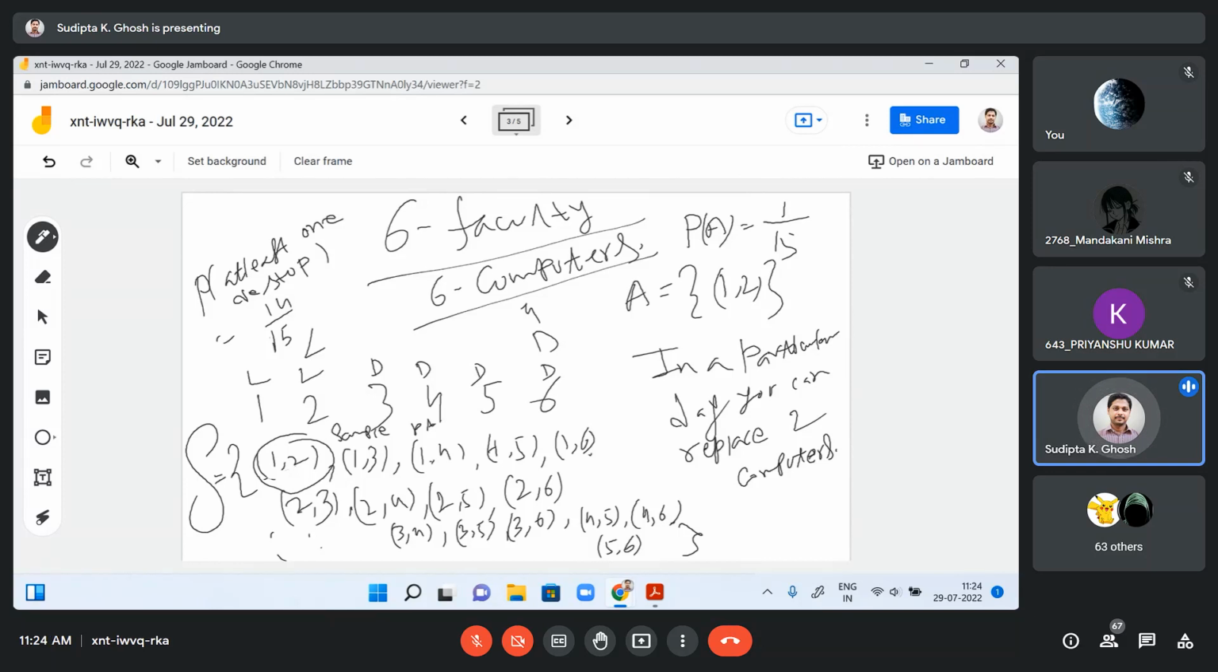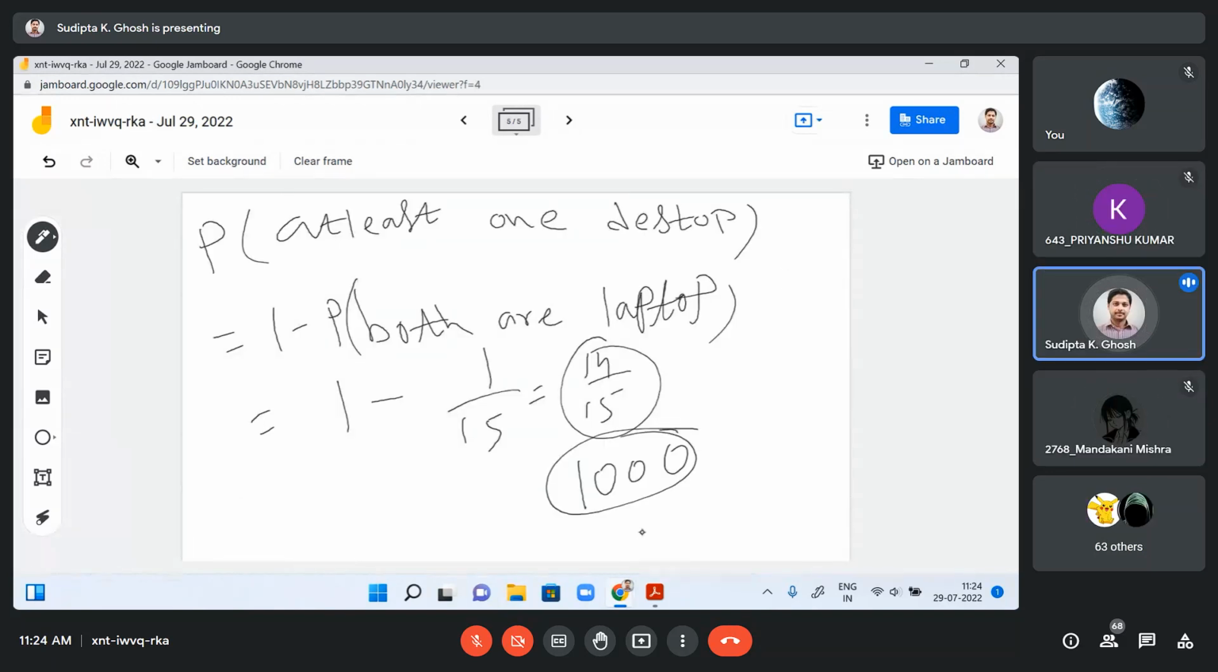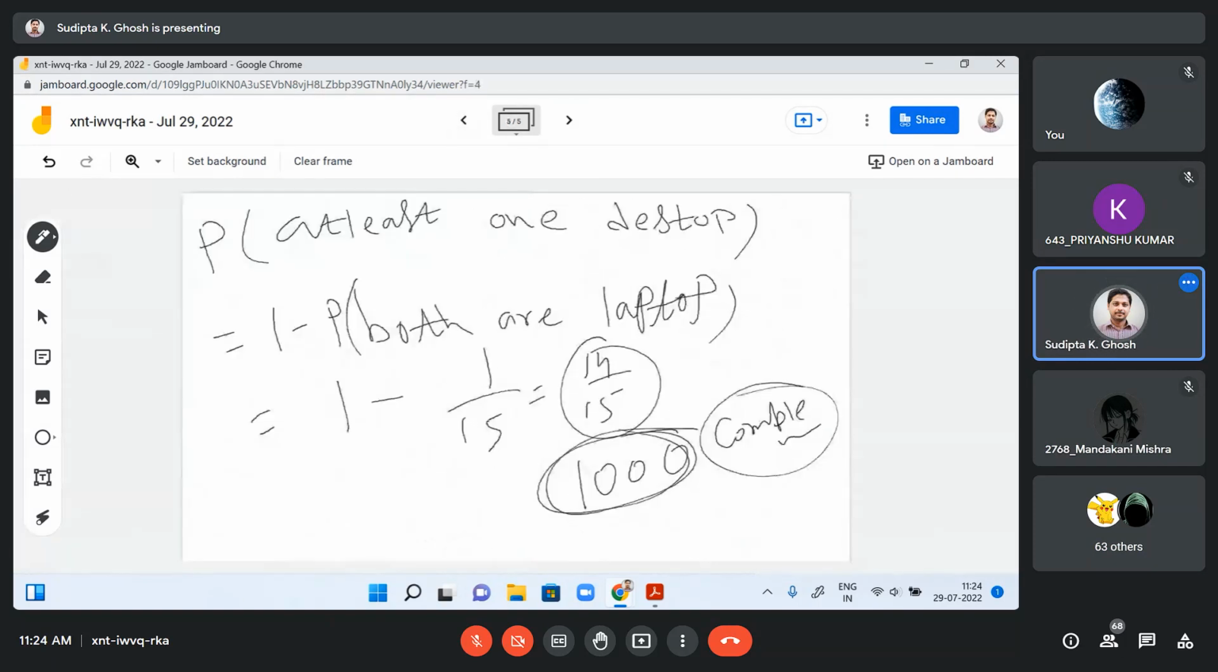But if you collect the event points corresponding to at least one desktop, you have to collect 1, 2, 3, 4, 5, 6. It's a laborious job. Suppose there are 1,000 cases. Is it possible to count? No. Then you have to consider the complementary case. In that case, it will be much easier than this method. Is it okay for everyone?